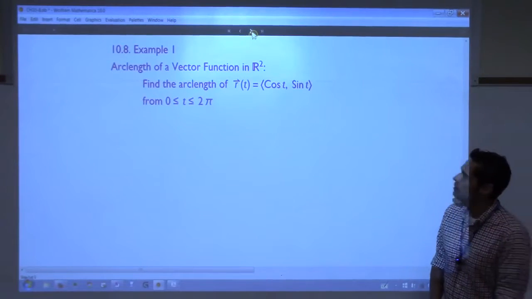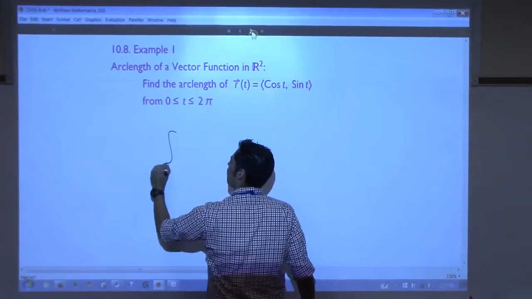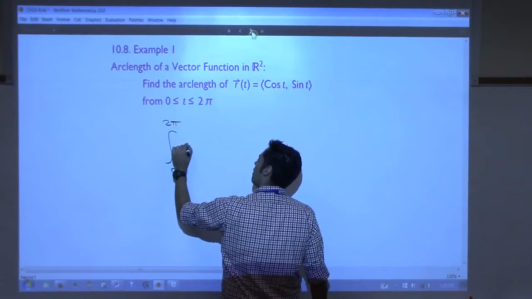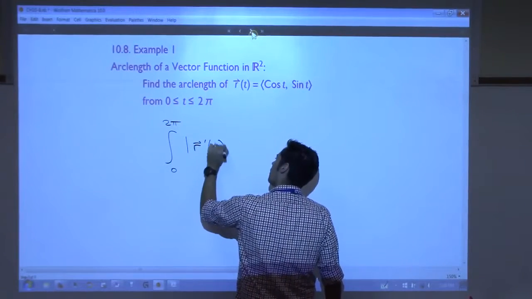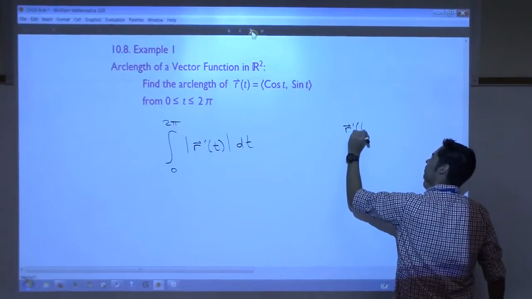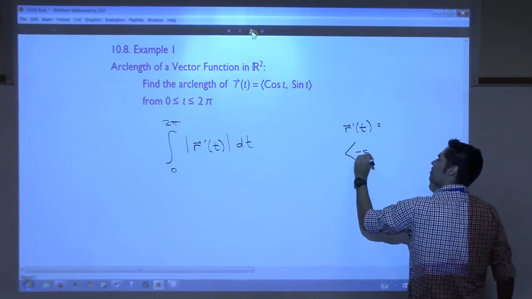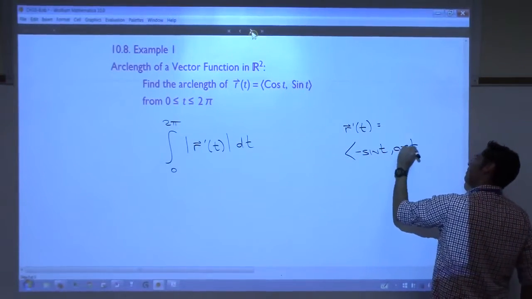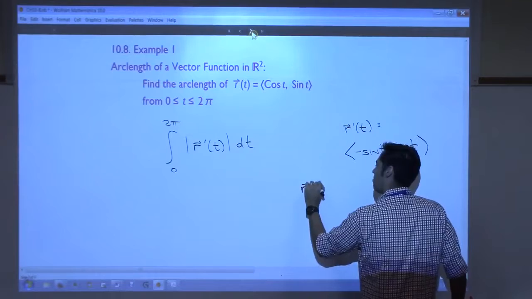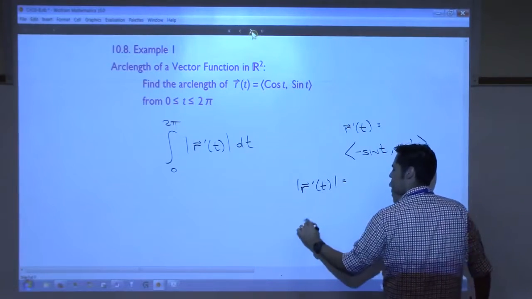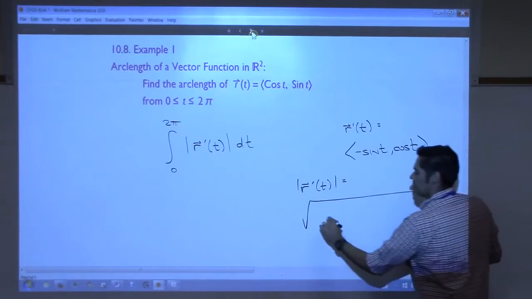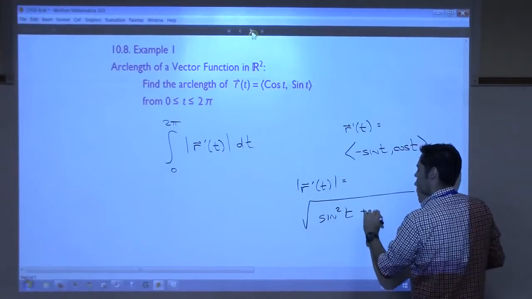Let's see if we get 2 pi. According to what I said, we need to do the integral from 0 to 2 pi of the magnitude of the derivative of this vector function. Let's do that work on the side. What's the derivative? Negative sine t, cosine t, right? What's its magnitude? How do you find the magnitude of a vector? Square root of each component squared: sine squared t plus cosine squared t.